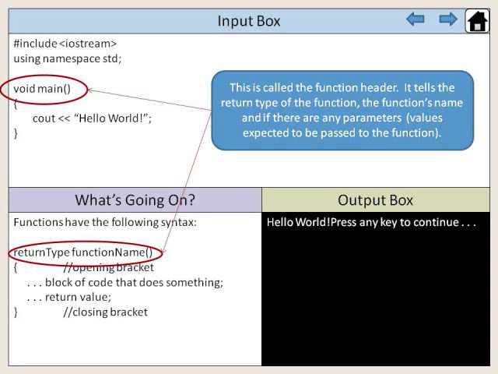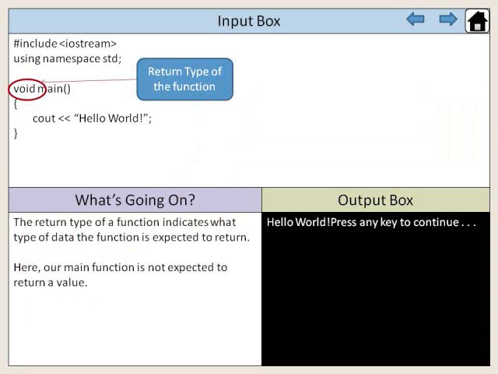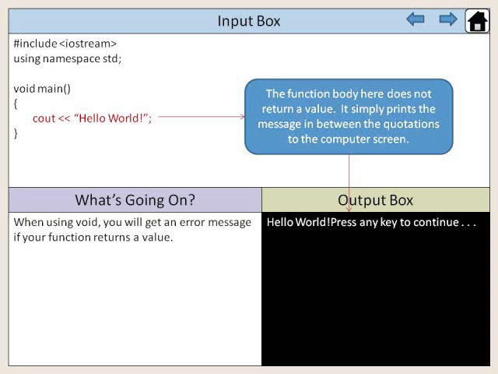It tells the return type of the function, the function's name, and if there are any parameters, which are values that are expected to be passed to the function. The return type of a function indicates what type of data the function is expected to return. Here, in this example, our main function is not expected to return a value. When using void, you would get an error message if your function returns a value.